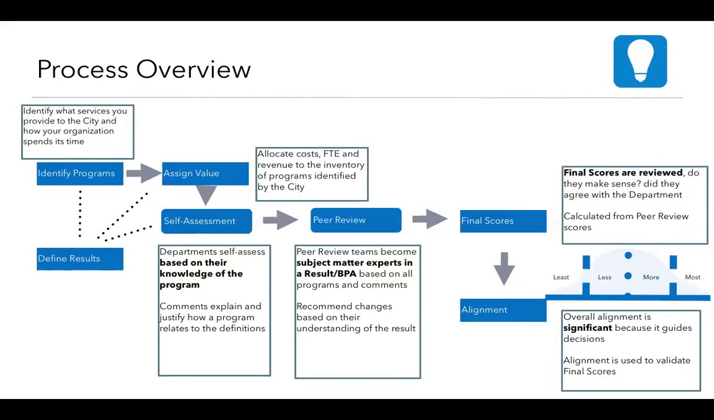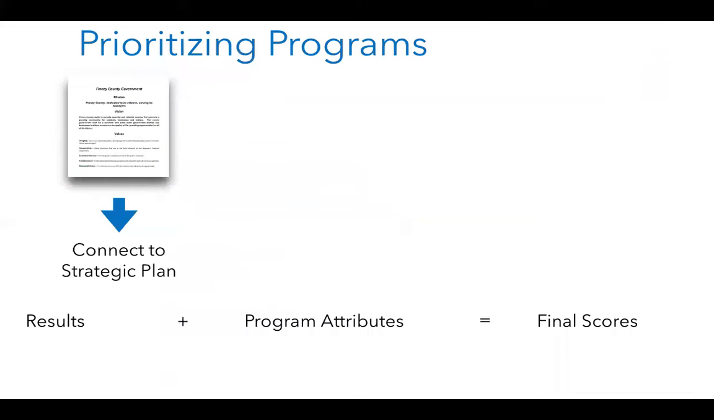After peer review, we'll move into final scores, and that's where the leadership team will go back in, make sure there's nothing sticking out that looks incorrect or feels wrong. And then once we do that, we'll save the model and we'll have our final alignment, which just shows the level of alignment for each program to the priorities defined by Finney County. So we have gone through and we are connecting the strategic plan to the line items through the results.